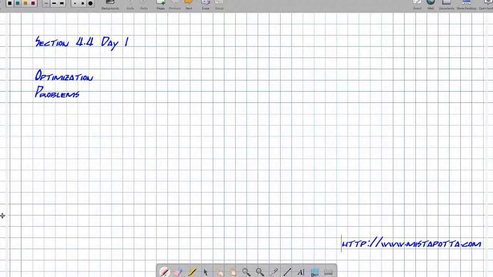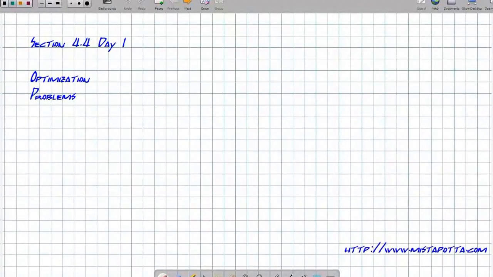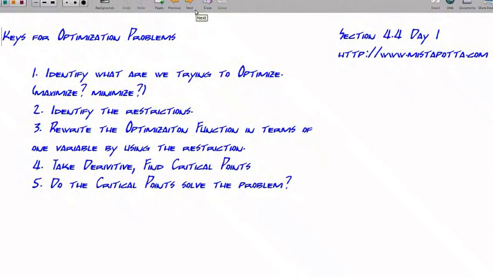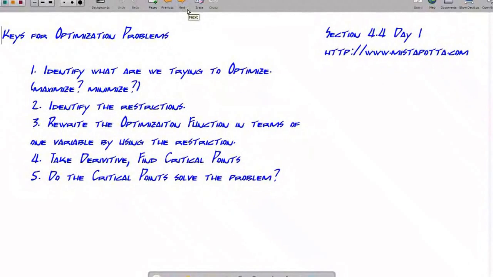But the other thing that we look at are optimization problems, because oftentimes in a business sense or in some other sense, we're going to want to find out when the maximum of something is or when the minimum of something is. And what we're going to be talking about is how to take a word problem or how to take a situation and transform it into a mathematical problem that we can solve using the calculus. So here are our keys for optimization problems.